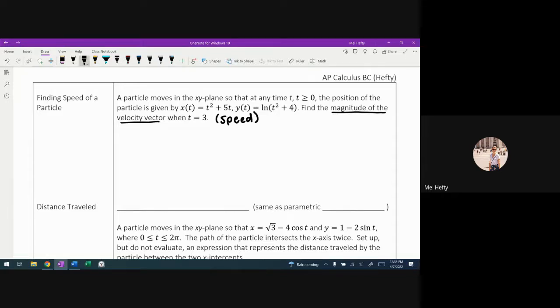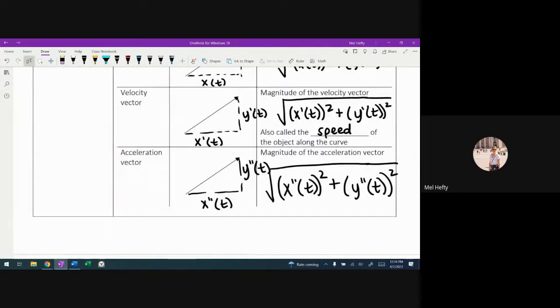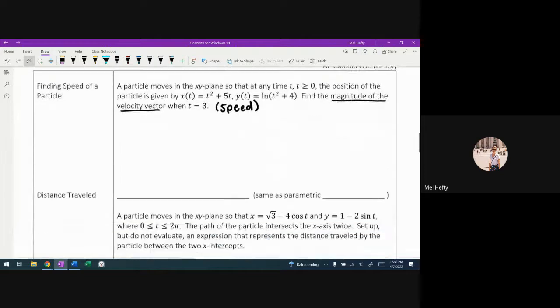So since our speed is just x prime squared and y prime squared added, I'm going to start by finding x prime and y prime. How about I'll do x prime and you guys can do y prime? Sound fair? If you looked at the functions, you might. All right. x prime, I think that's 2t plus 5. Because I planned it that way. All right. And I'm going to plug in 3. That's 11.